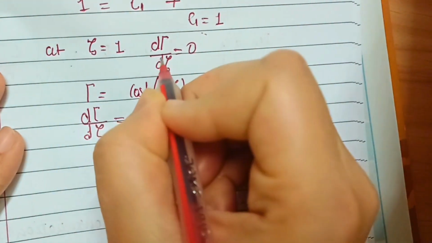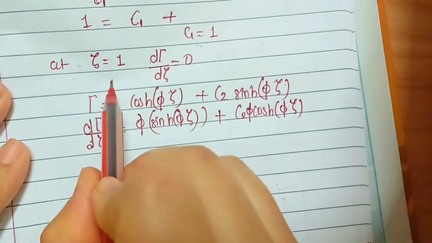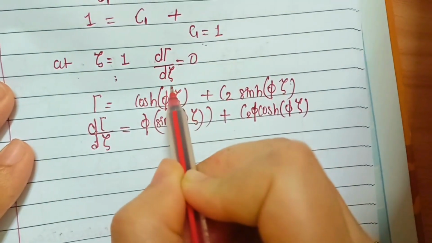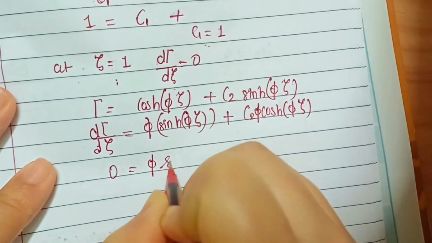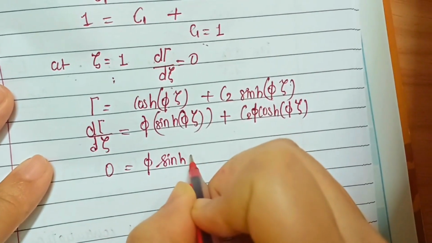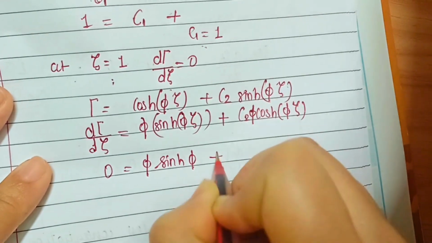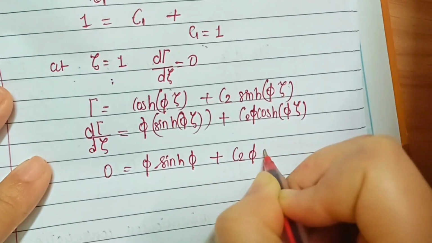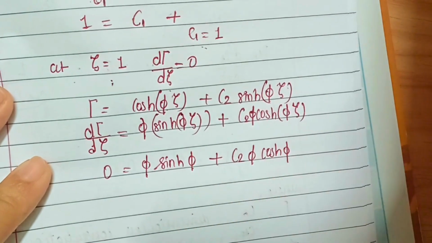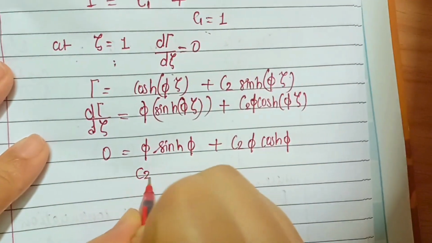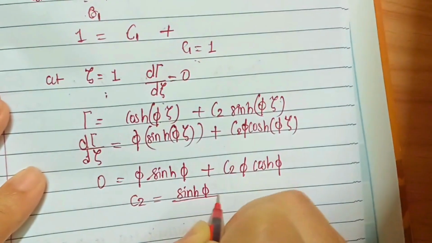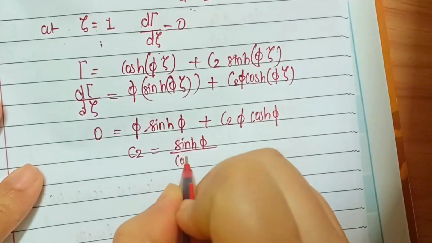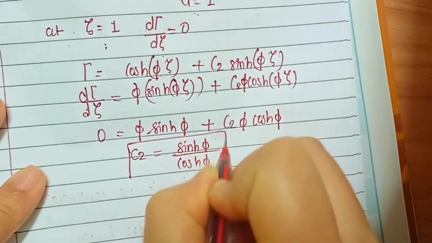So we will put zeta as 1 and d gamma by d zeta equals 0. So it will become phi sinh phi, it will be phi only, and it will become cosh phi. So C2 equals sinh phi upon cosh phi. So these are the two constants which we get.